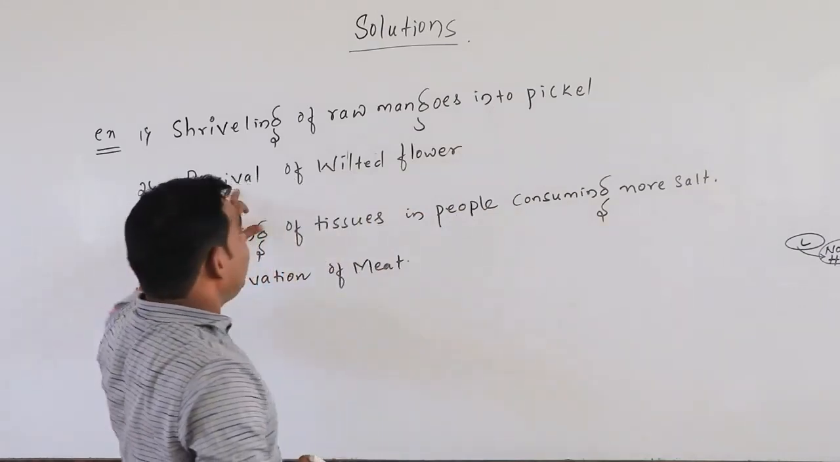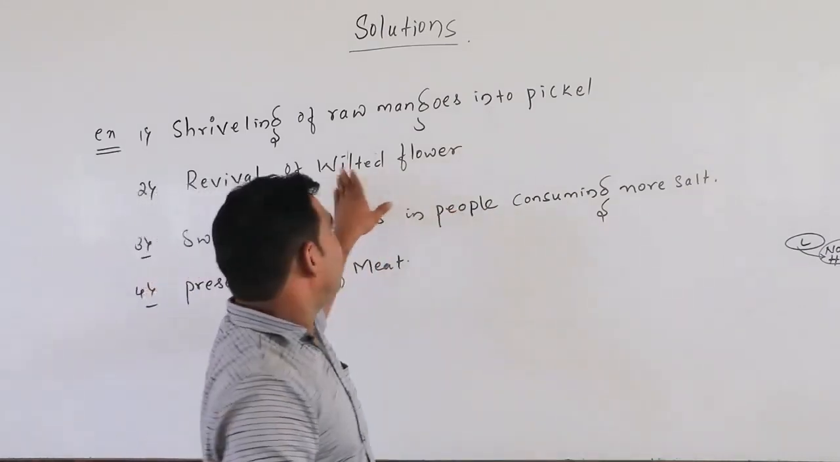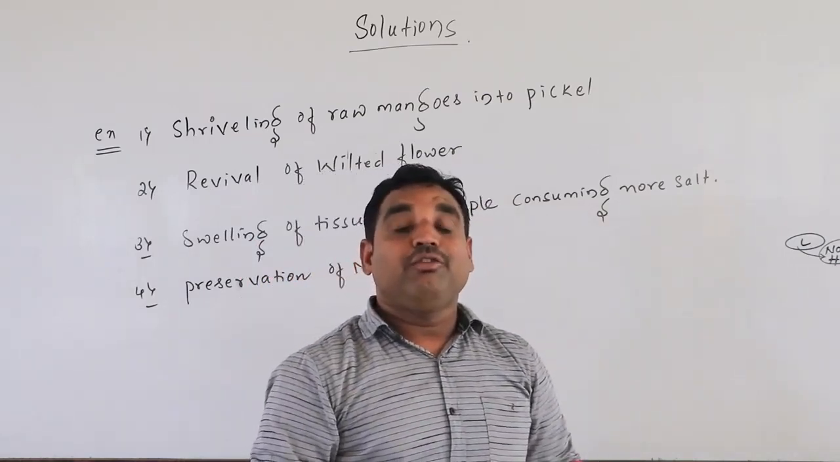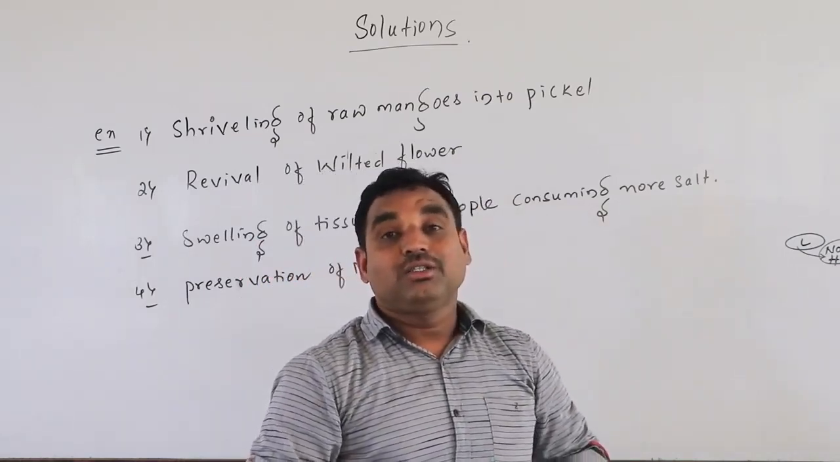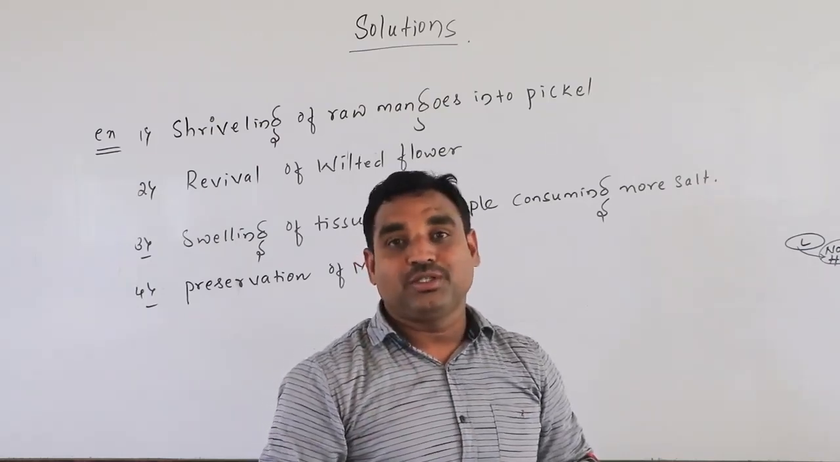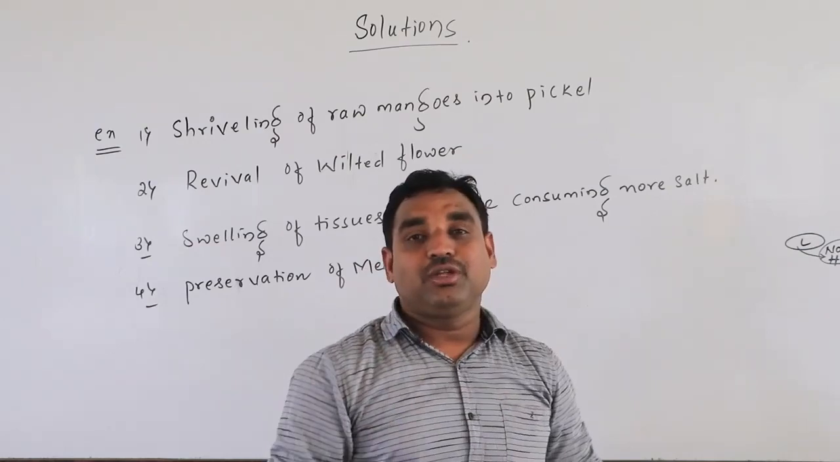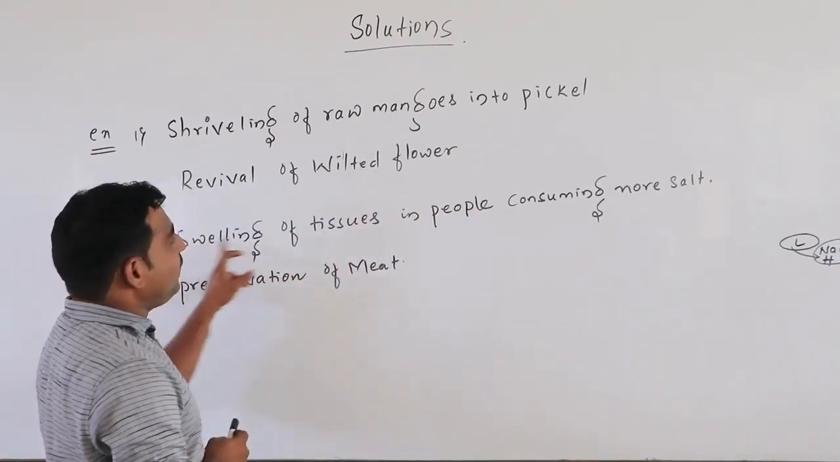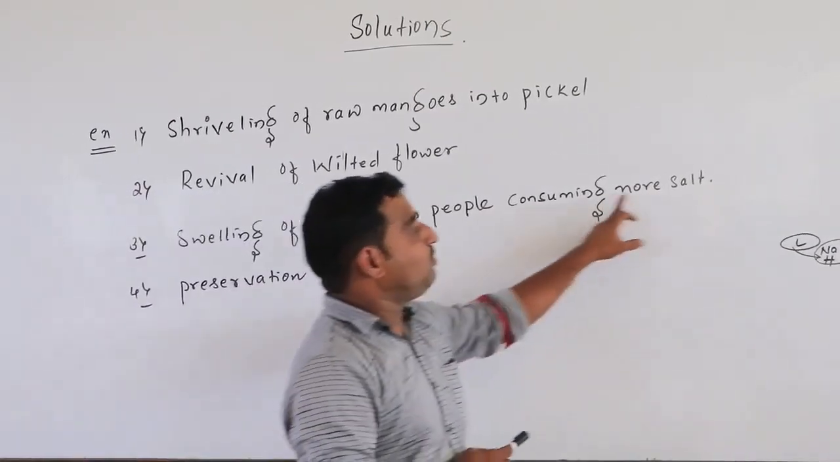Another example is the revival of wilted flowers. Wilted flowers means unfresh flowers. When we keep wilted flowers in fresh water, they regain their freshness because of the osmosis process from the lower concentration to the higher concentration. And one more very important example: swelling of tissues in people consuming more salt.